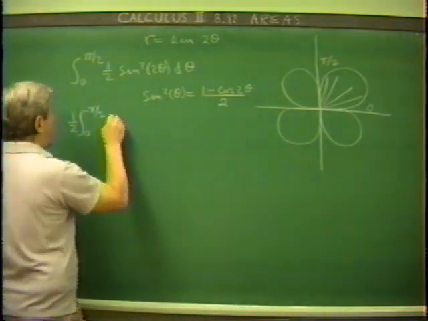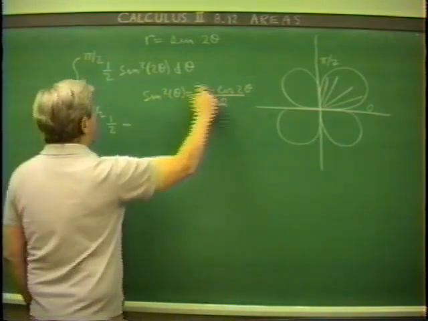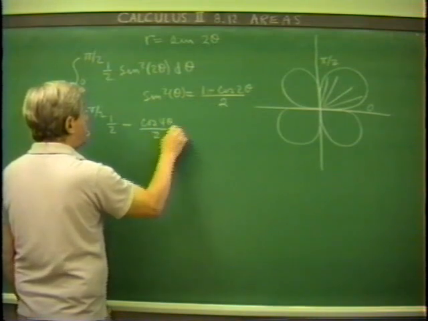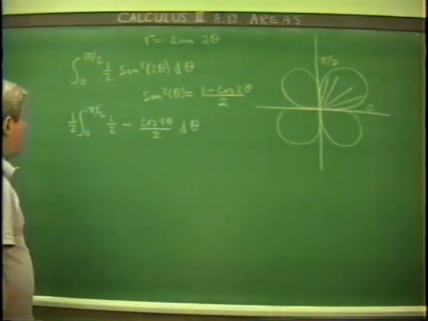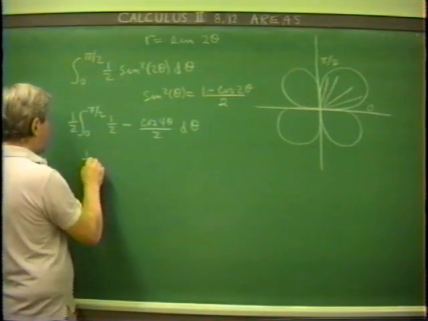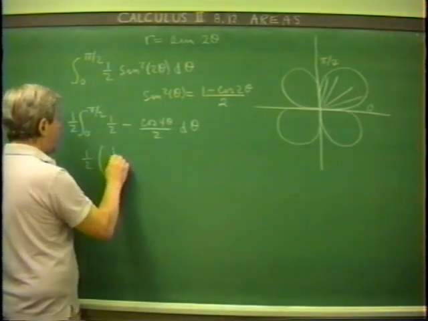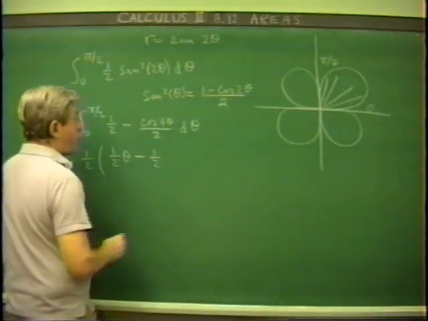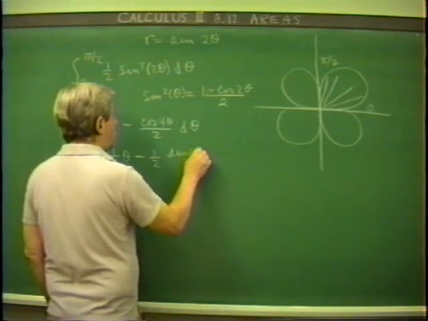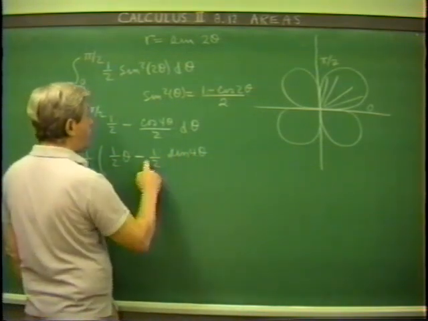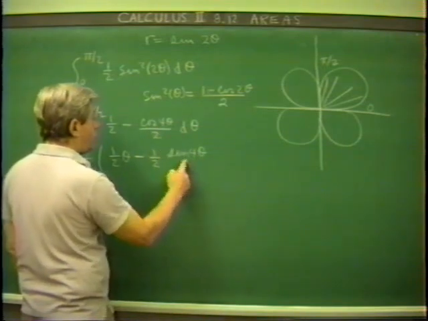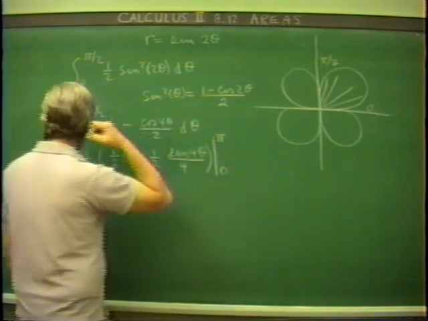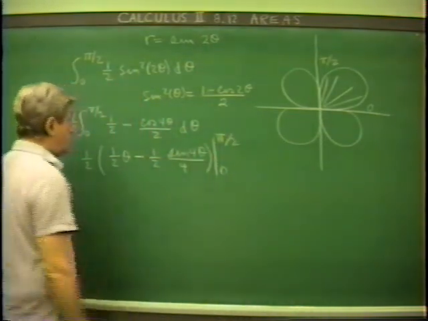And so this then becomes the integral from 0 to pi over 2 of 1/2 times, and now we've got 1/2 minus, this is sine squared of 2 theta, so this is going to be cosine of 4 theta over 2 d theta. And so an antiderivative is going to be, you've got 1/2 here still. Antiderivative is going to be 1/2 theta minus 1/2 antiderivative of cosine 4 theta. Well, sine of 4 theta, it's a good guess, but if you differentiate, you're going to get 4 times too much. You're going to get cosine of 4 theta times 4. So if we divide this by 4, that'll be right.